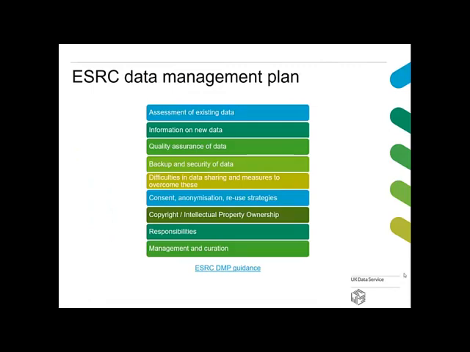So what we're going to look at now is a data management plan, which is something I talked about earlier. And the one we're going to use here as an example is an ESRC data management plan. Each funder may be slightly different, but they typically cover a similar array of categories. So the ESRC data management plan has 9 sections to it.